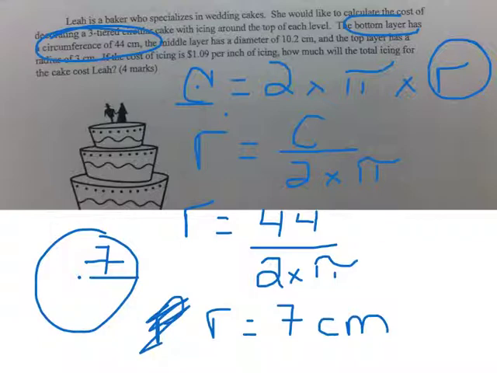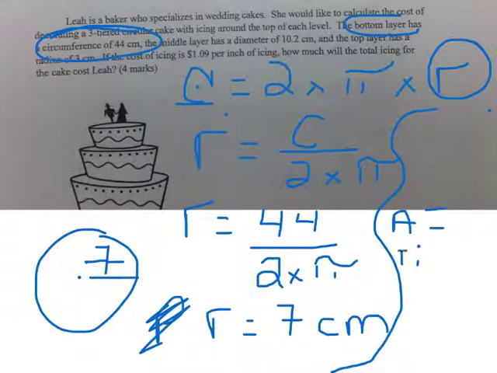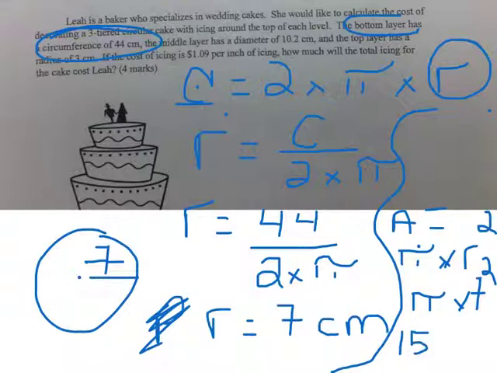So I go to my area formula. I'm running out of room. My area formula from the other two slides is just the same thing. Pi times r squared. So pi times 7 squared gives me 153.94 centimeters squared. Okay.